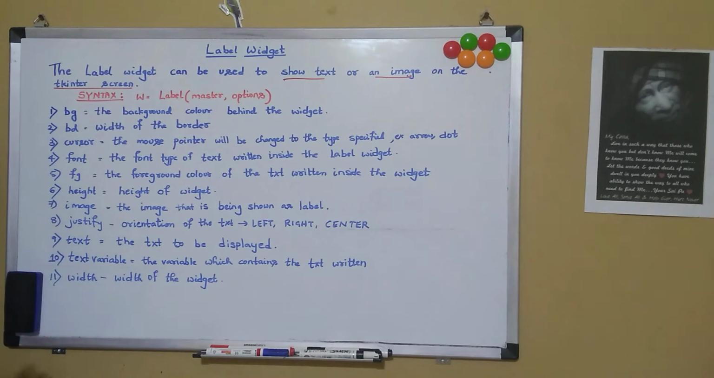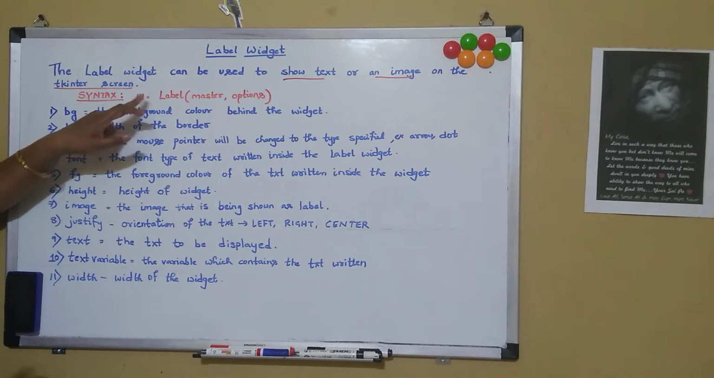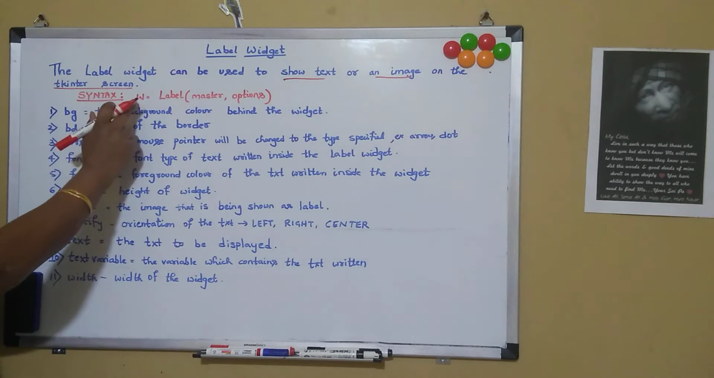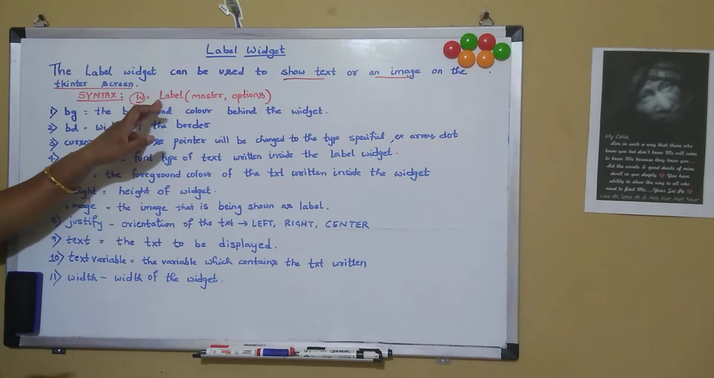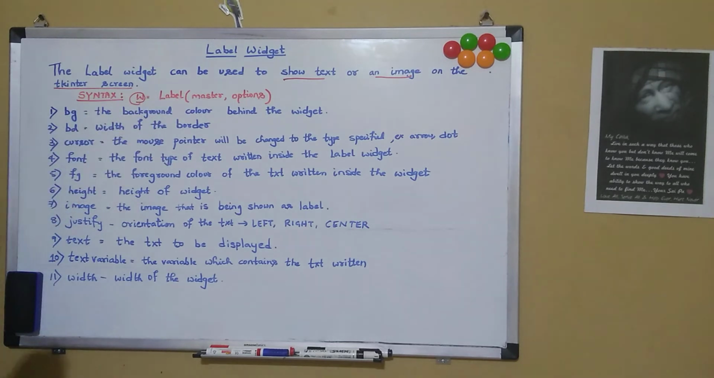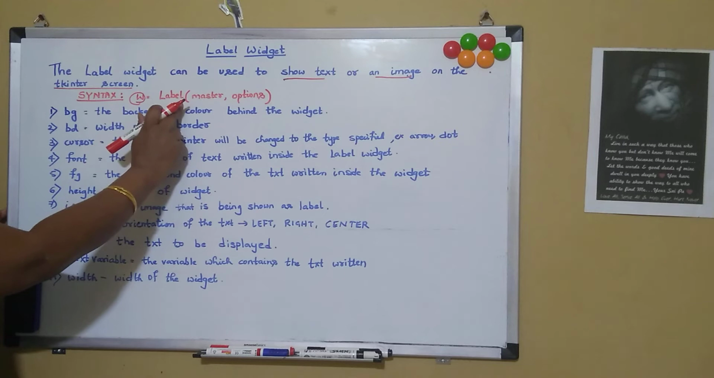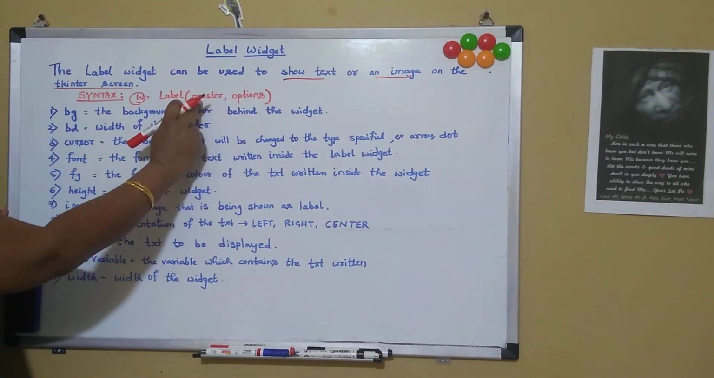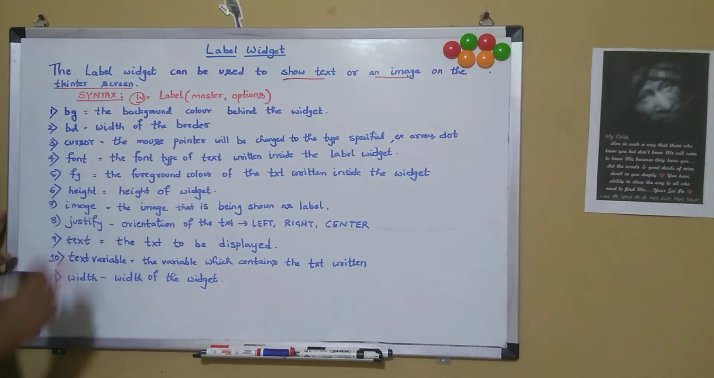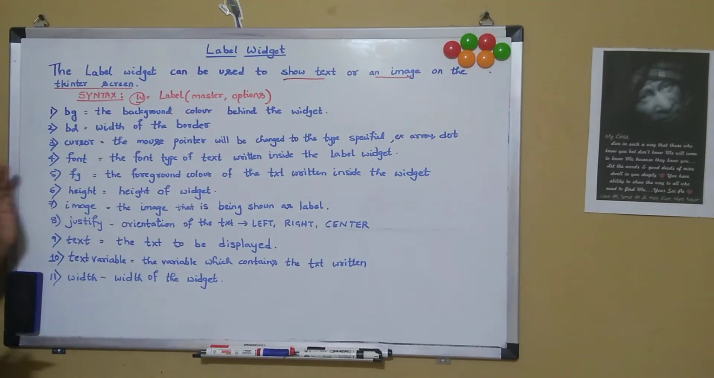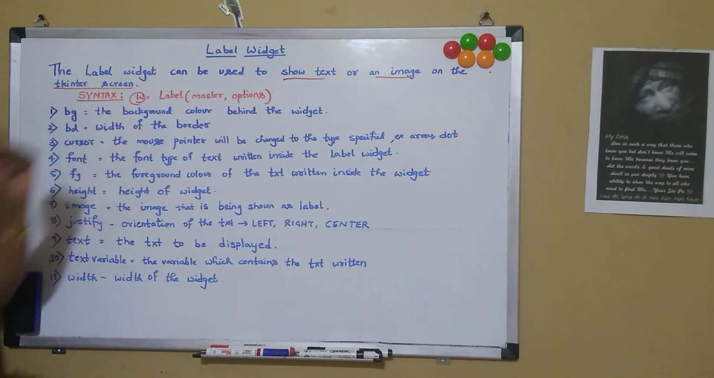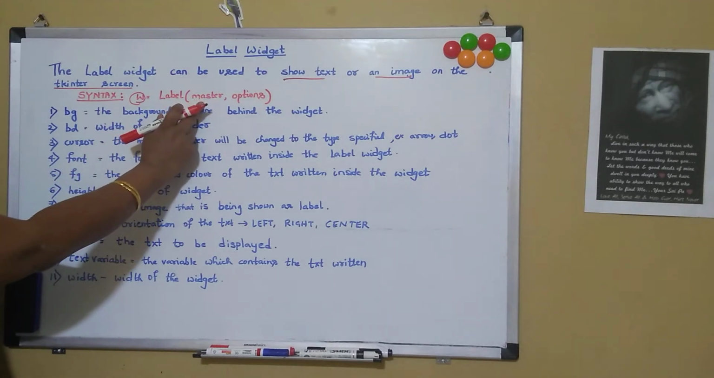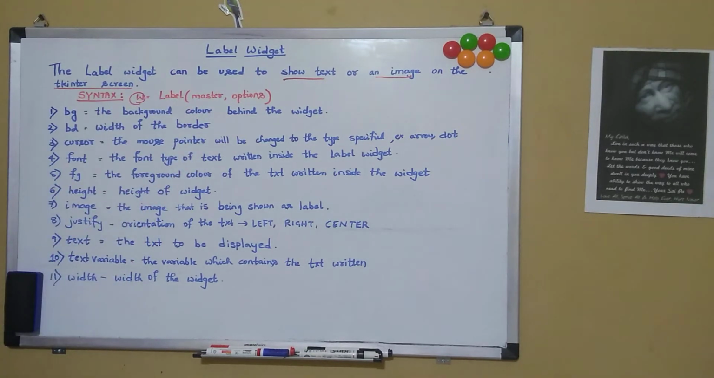The syntax for the label widget is a variable which holds the label widget. Any variable, it can be an identifier. Then we have to specify Label. The name Label should be specified, and within parentheses we have to specify the main Tkinter window, comma, the options available. Whatever options we want to specify, we can specify with the options separated by commas. The first parameter should be the Tkinter main window.